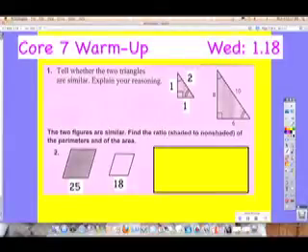Okay, here we go. So number one, your directions say tell whether the two triangles are similar. Explain your reasoning. Explaining your reasoning cannot be just showing your work. Yeah, sure, absolutely. Nod your head. That would totally work for me. I'm okay with that as long as you back it up with work.